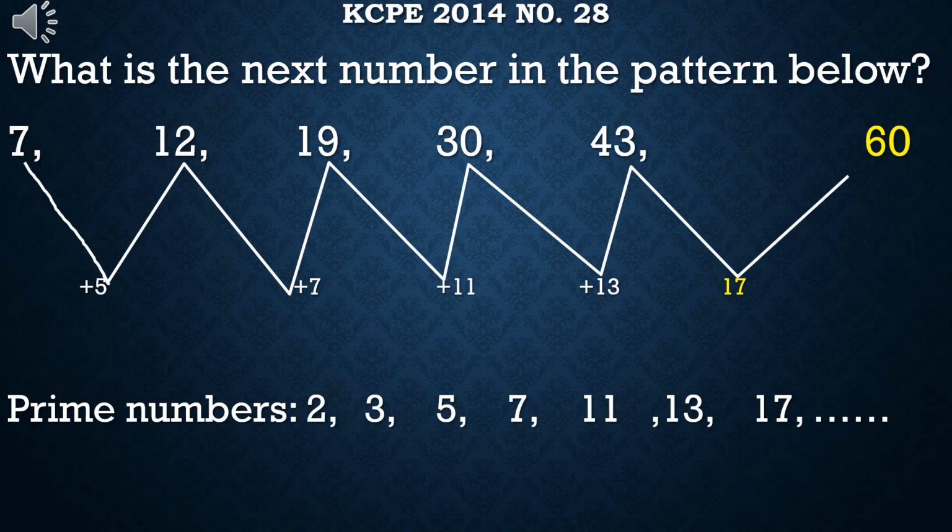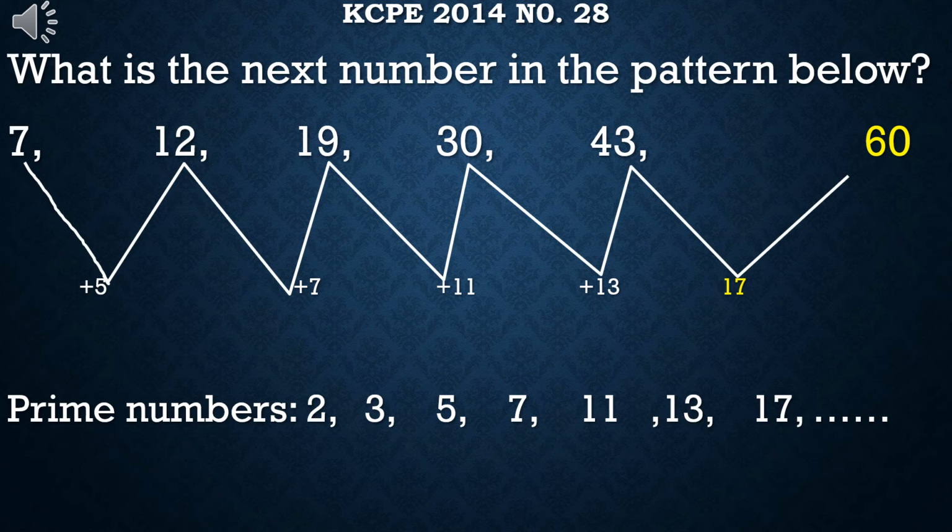12, we added 7 to get 19. 19, we added 11 to get 30. 30, we added 13 to get 43. So looking at these numbers, 5, 7, 11, 13, we can tell these are prime numbers. But a candidate is easily able to be convinced that these are odd numbers. These are not odd numbers.